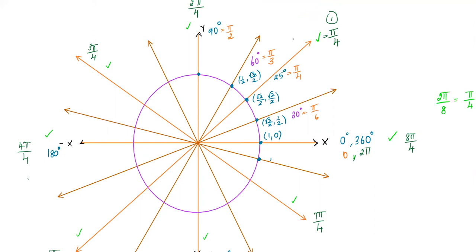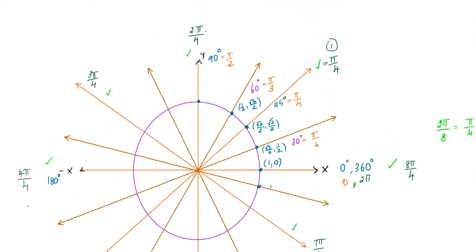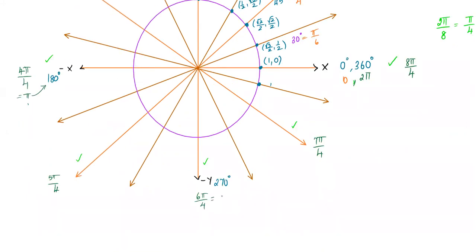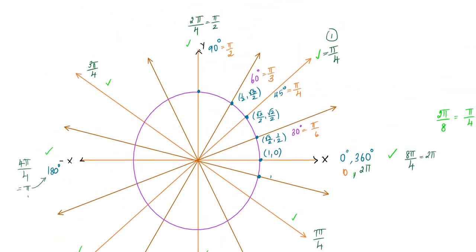Yeah? And if you go back and reduce the 2 pi over 4, that gives you pi over 2, which is what we got here. 3 pi over 4 cannot be reduced, but 4 pi over 4 comes back as pi, which is your 180 degrees. 5 pi over 4 cannot be reduced. 6 pi over 4 reduces to 3 pi over 2, which is your 270 degrees. 7 pi over 4 cannot be reduced. 8 pi over 4 reduces to 2 pi, which is what we have. We come back to the 360-degree mark. So that helps you to generate the radian measure for all your spokes there, okay?